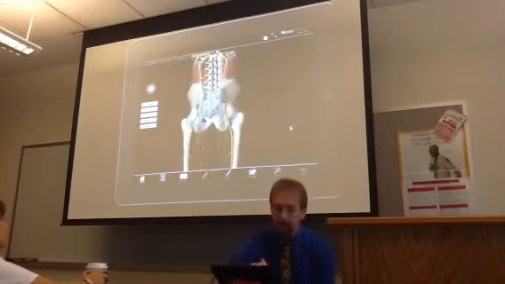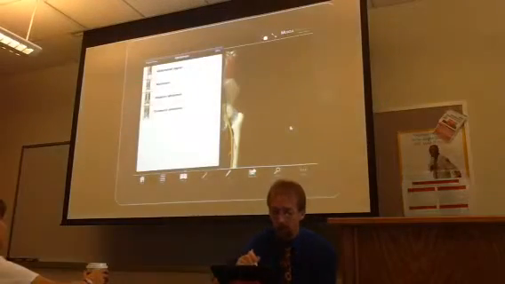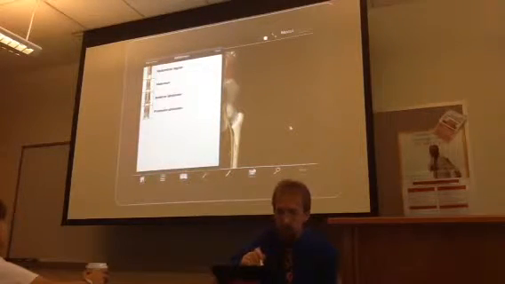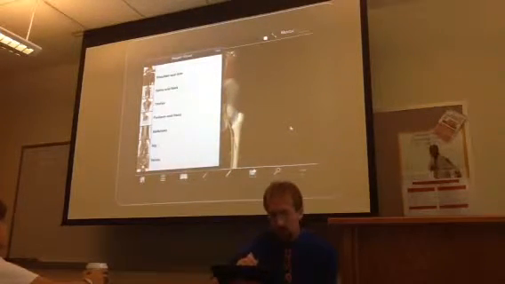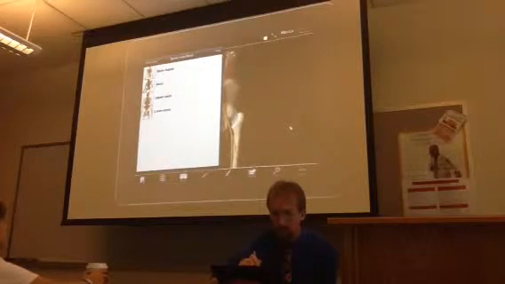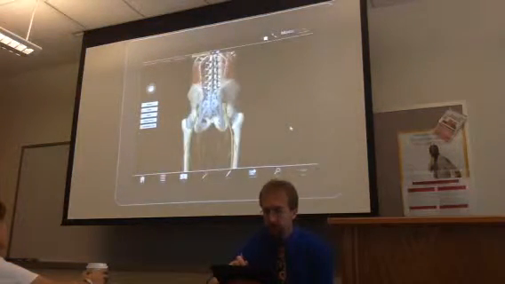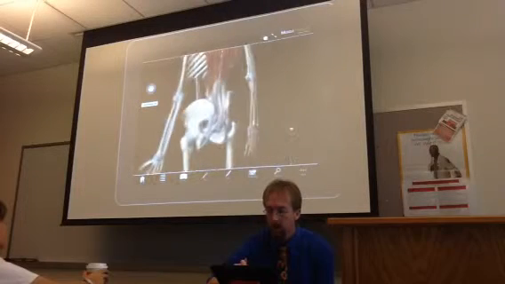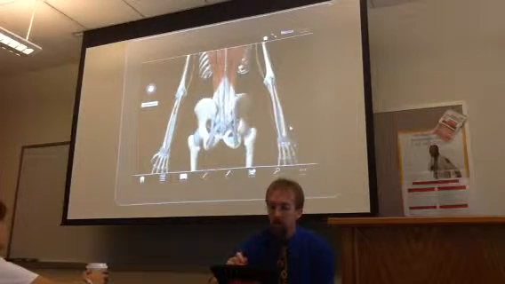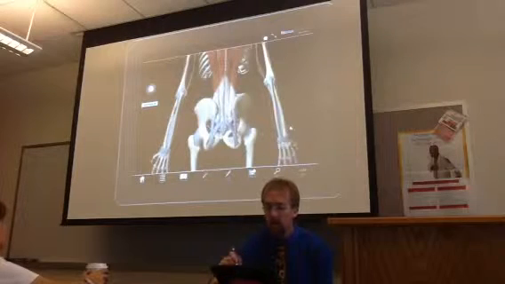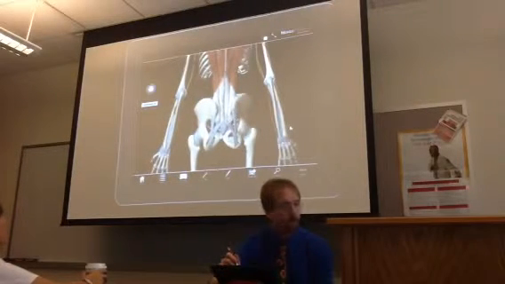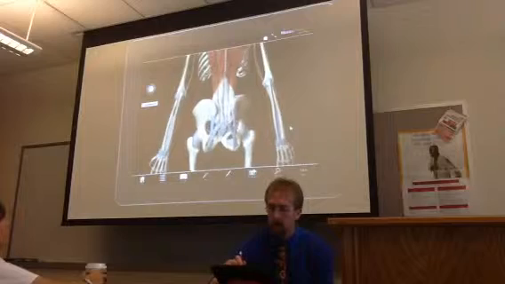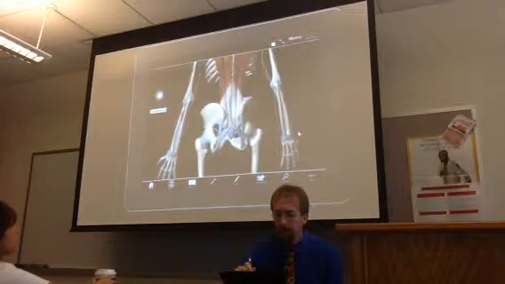In the back, you can see how most of the musculature for the back extensors attaches into the pelvis through here. That may be why we didn't cover it yet, because it's more of a back thing.